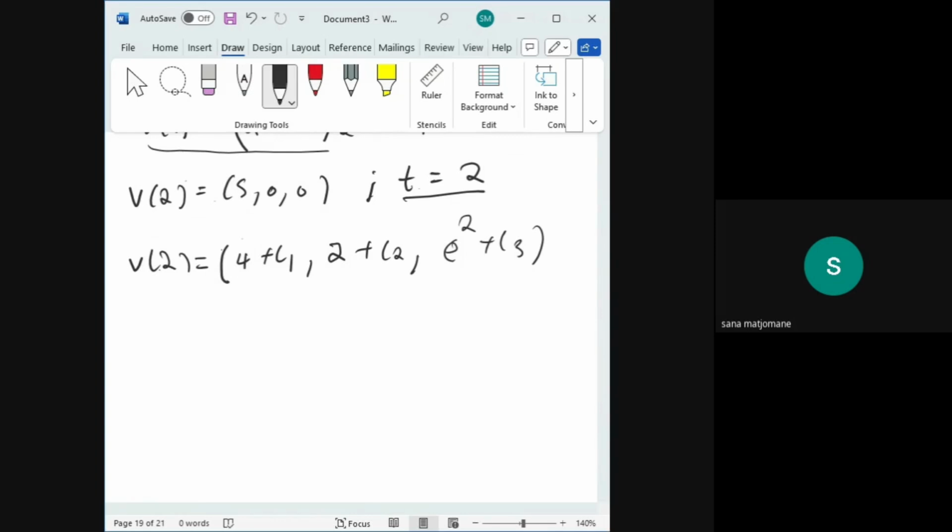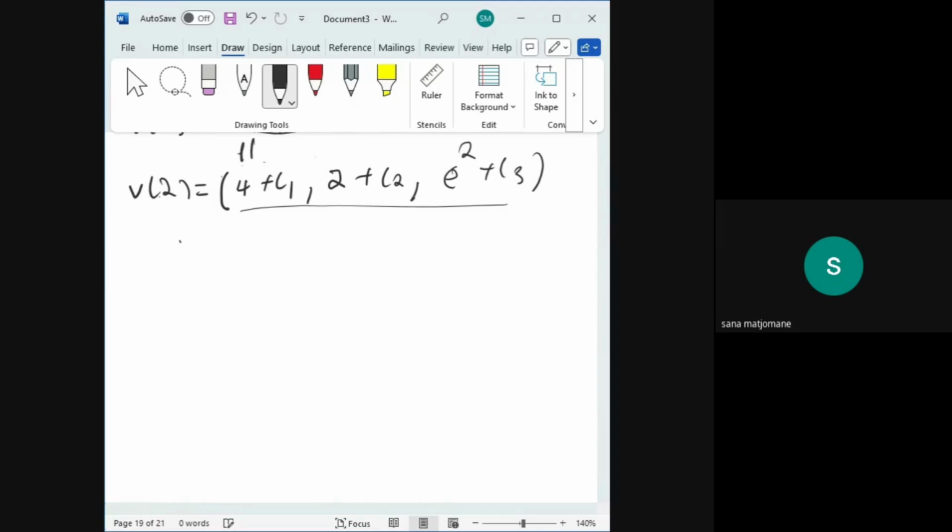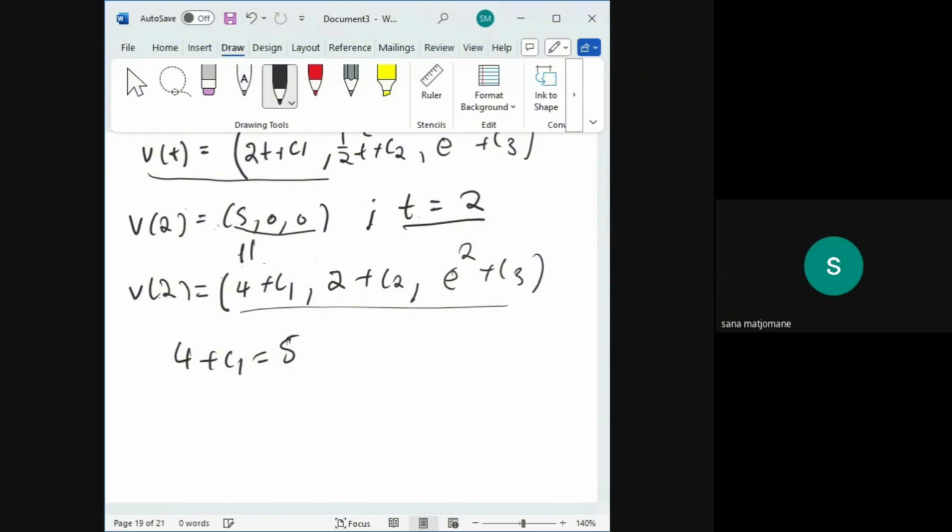Okay. We know this is the same particle, same path, same velocity. At t equals 2 it's just the same velocity. Do you agree that these two are equal? Do you agree that this and the (5, 0, 0) are equal? So will you agree with me if I say 4 plus c1 equals 5? And will you agree with me when I say 2 plus c2 equals 0? Will you agree with me when I say e to the exponent 2 plus c3 equals 0? Do you agree with me?